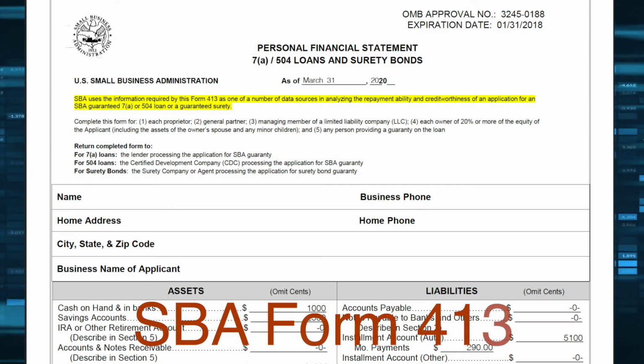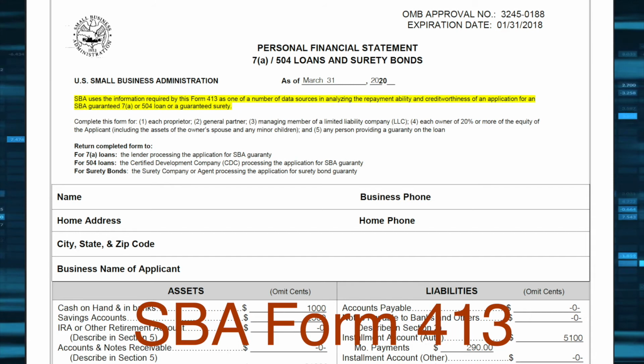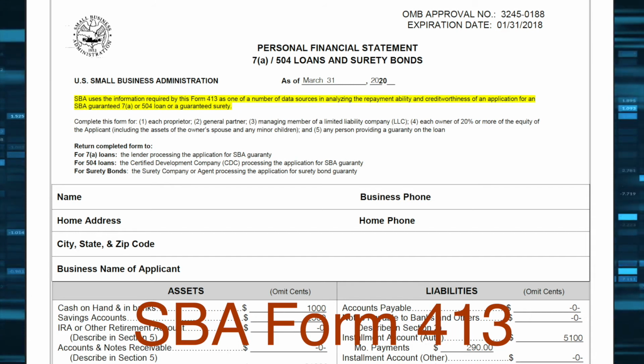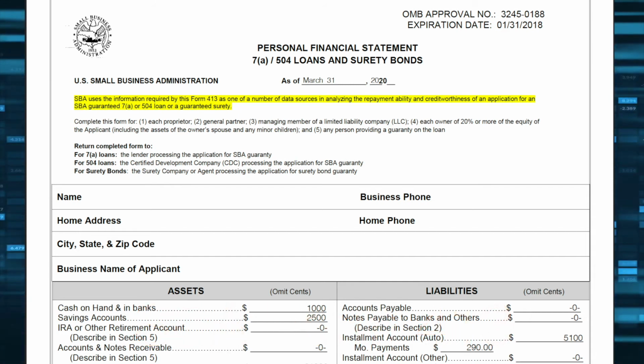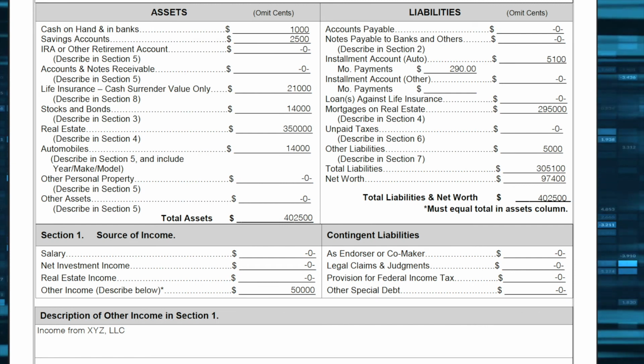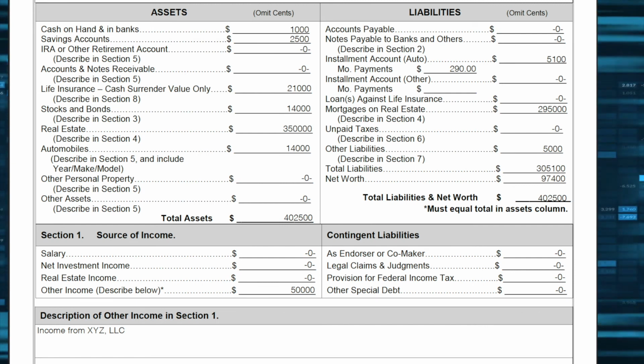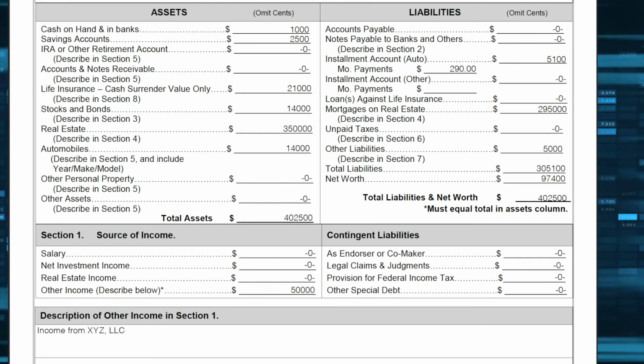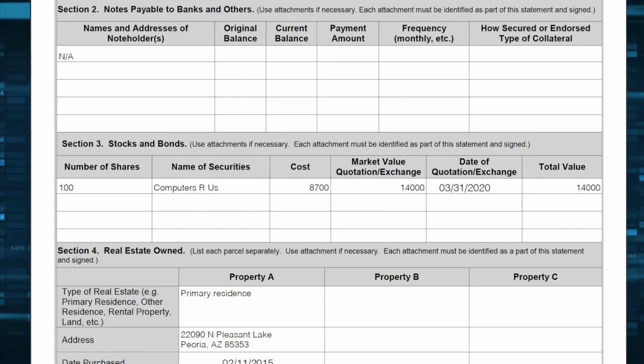SBA Form 413, Statement of Personal Finances. This may be the most difficult form to fill out. Notice that it is laid out just like a balance sheet. Choose a date not more than 60 days past. Make sure that entries are accurate as of that date.